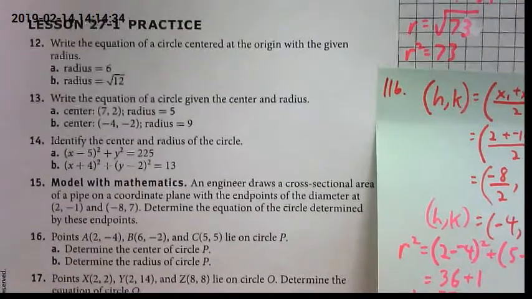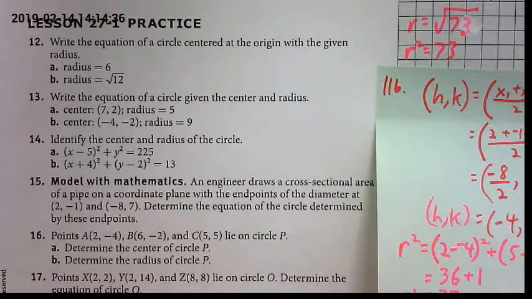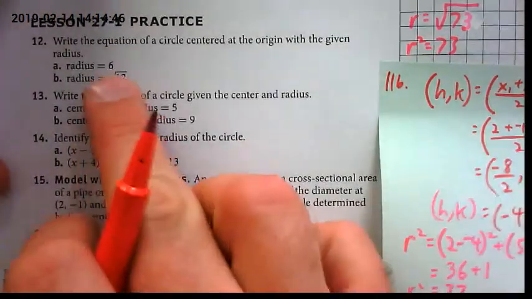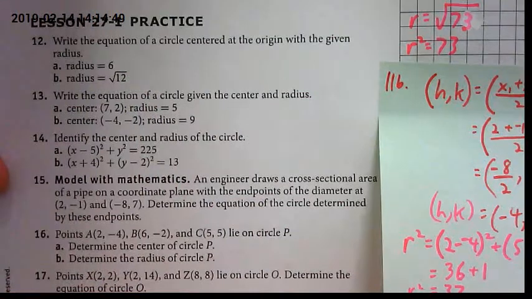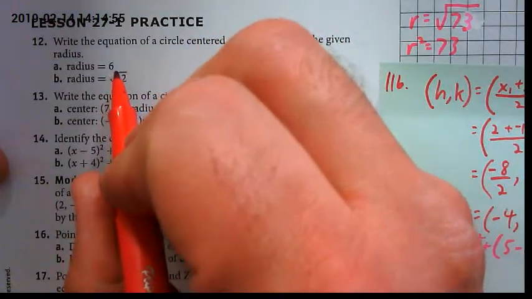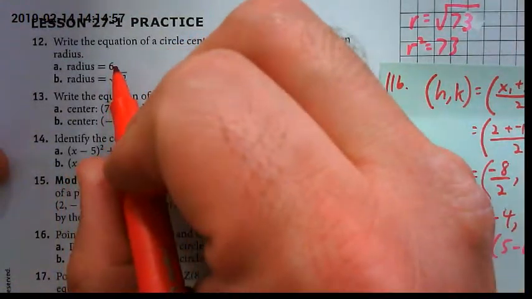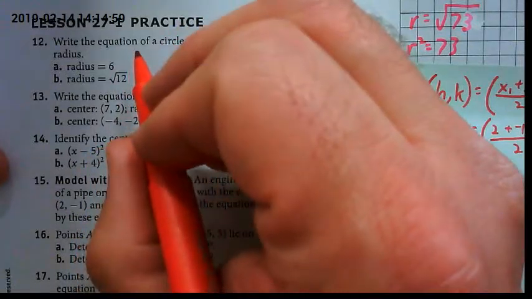So let's go down to 12. Now, on 12, it says write the equation of a circle centered at the origin when given the radius. So you're given a radius of 6, right? So we're going to plug this into our formula. If I take 6 and plug it into my formula for a circle, first thing I'm going to write is what?